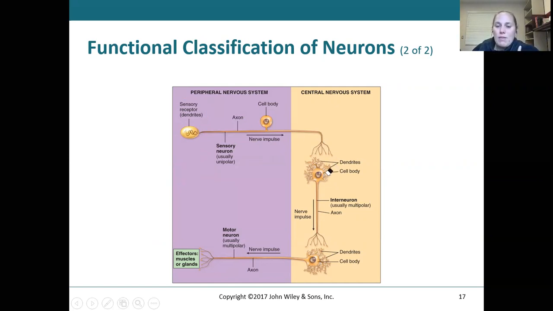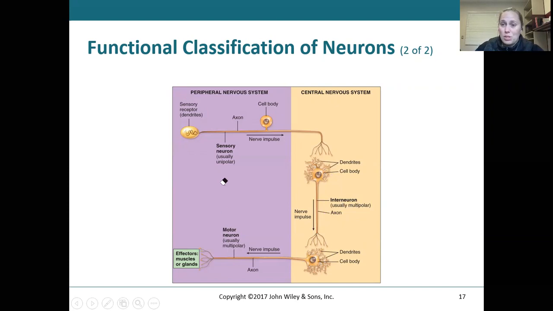At that point, you have some type of cell that gets activated, an interneuron that's usually multipolar. So you can see that multipolar structure there. It's going to send another nerve impulse to another nerve. And at that point in time, here you have a nerve impulse that's sending out some type of response.